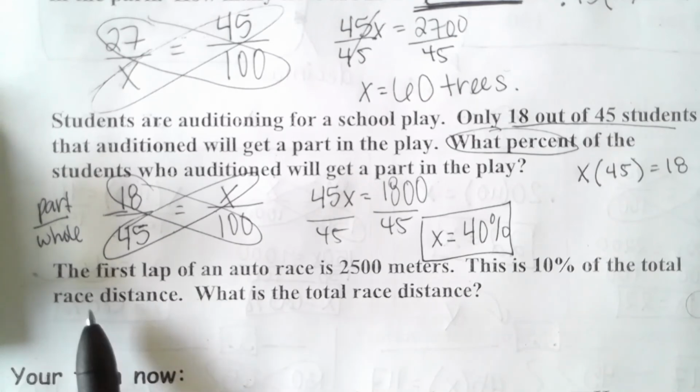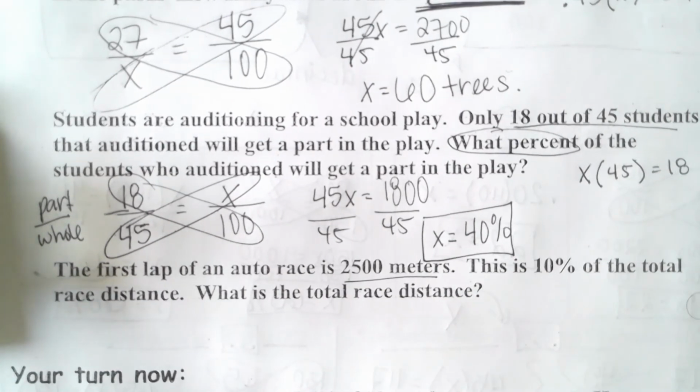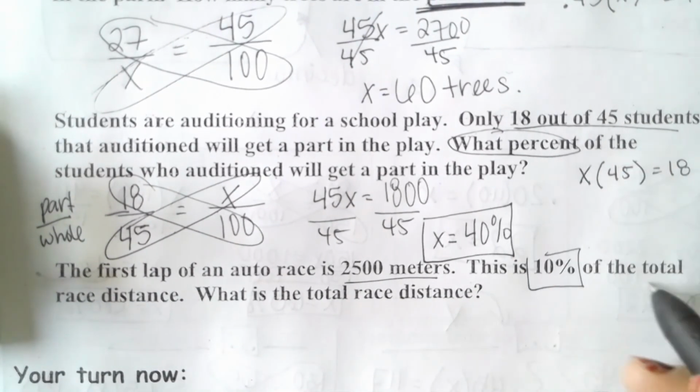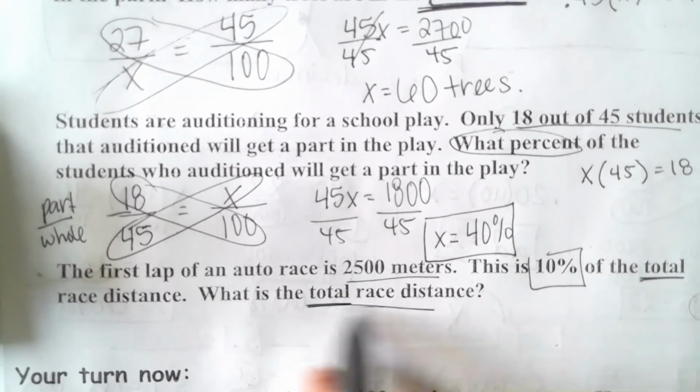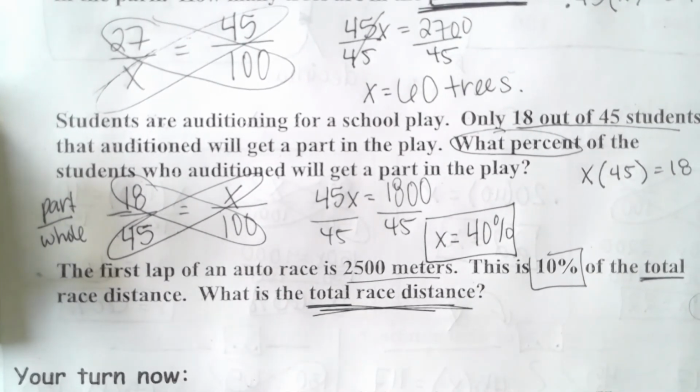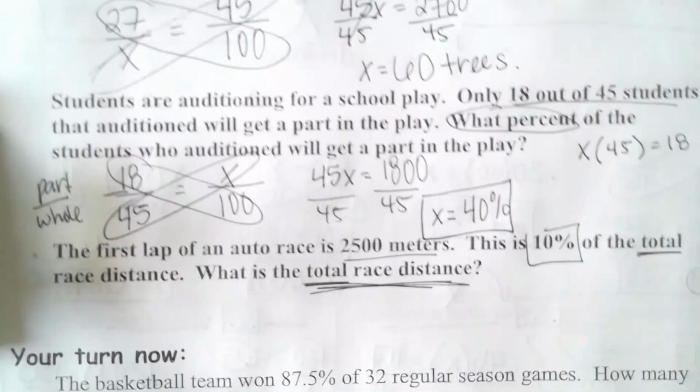All right, so the first lap of an auto race is 2,500 meters. This is 10% of the total race distance. What is the total race distance? So hopefully that word total helps you out on what we're trying to figure out.